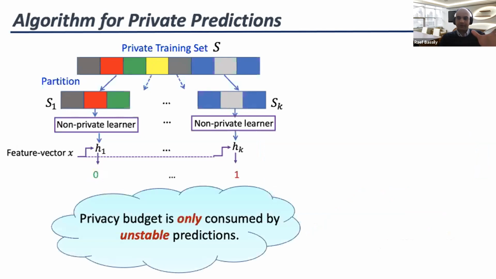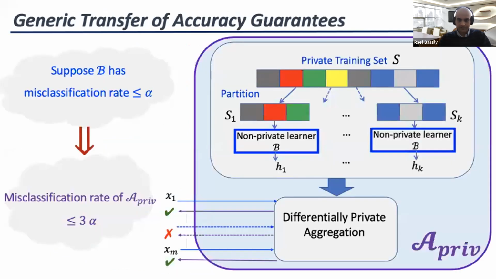One important aspect about this construction is that the privacy budget, which is captured by the privacy parameters epsilon and delta, is consumed only by the unstable predictions, where the margin is low. No privacy cost whatsoever is incurred for the stable predictions, where the margin is high. And this allows us to use the privacy budget more efficiently and hence generate a large number of accurate predictions.